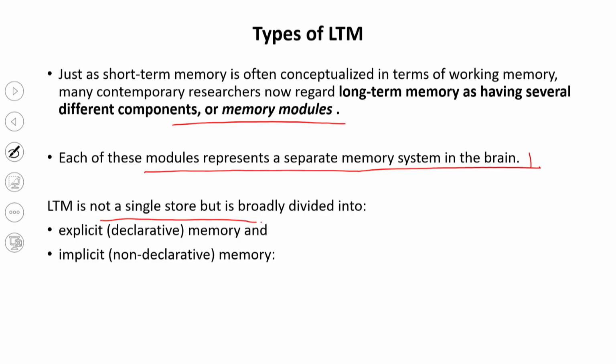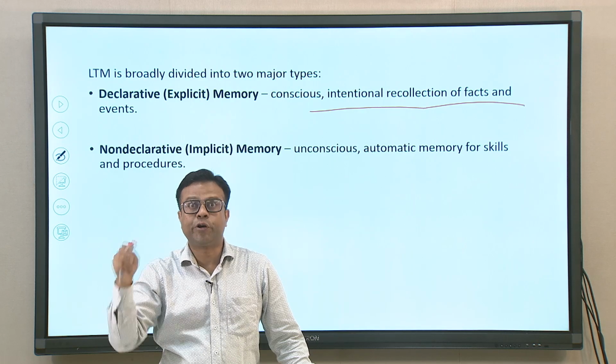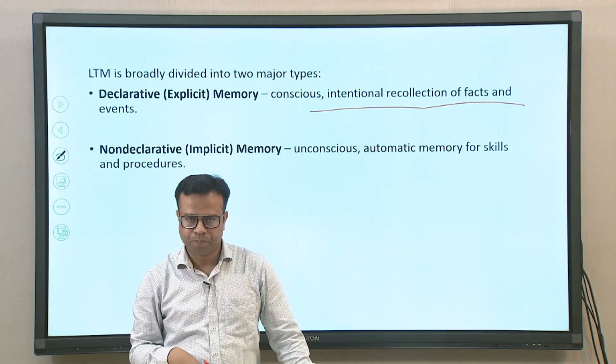Long term memory is not a single store, but is broadly divided into two categories. One is called explicit or declarative memory and the second type is called implicit or non-declarative memory. So, you have two types of long term memory. One is declarative or explicit memory, which is about conscious, intentional recollection of facts and events. When you are able to remember some facts, some events that happened in your life, or have some general knowledge about the world, these are all declarative or explicit memory. You can consciously, intentionally remember them.